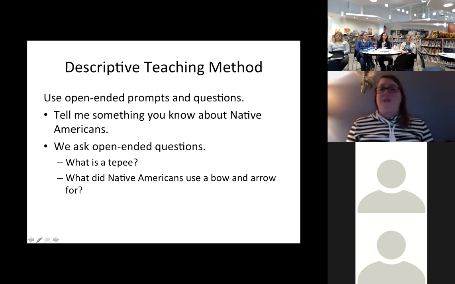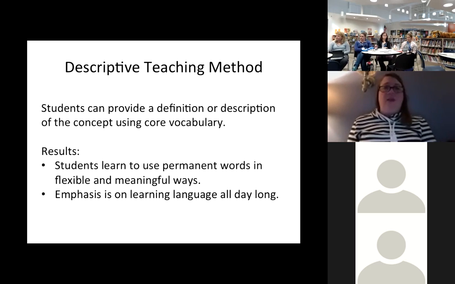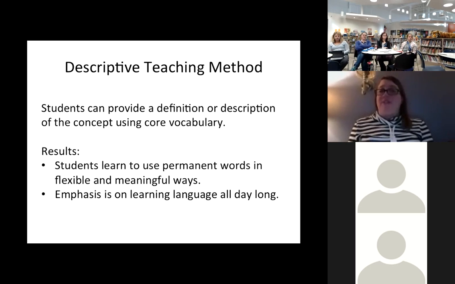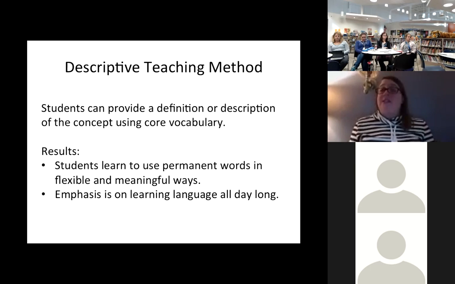Here's another question. What did Native Americans use a bow and arrow for? Food. Perfect, right? What if I had a student who could give me a longer sentence? What could we say? To get food. To get food, or how they got food, right? Okay, great. So with descriptive teaching, students provide a definition or a description of a concept, and it helps them to learn to use their permanent or everyday words in flexible ways, and it gives you the ability as their support system to focus on learning language all day long.